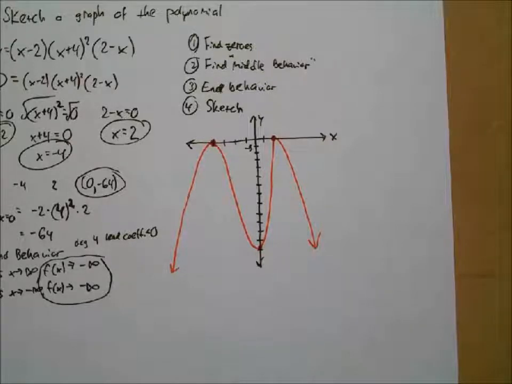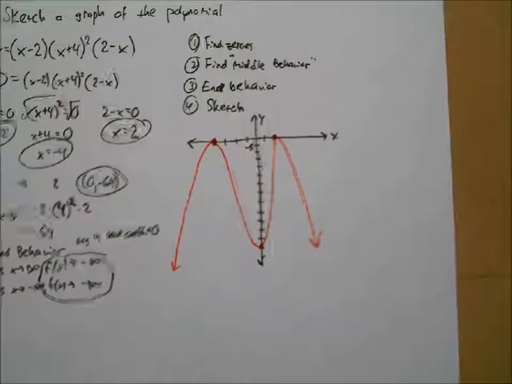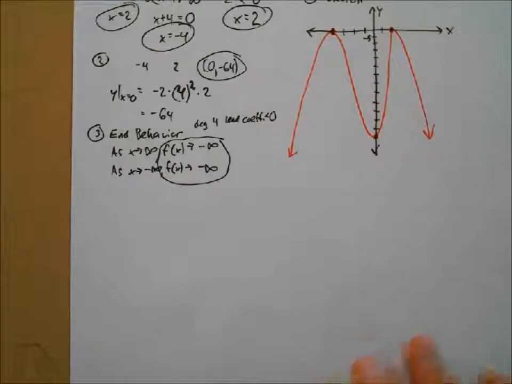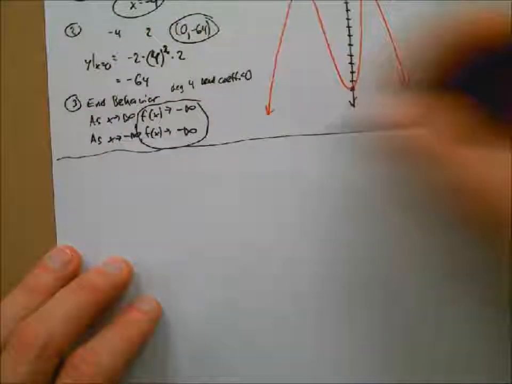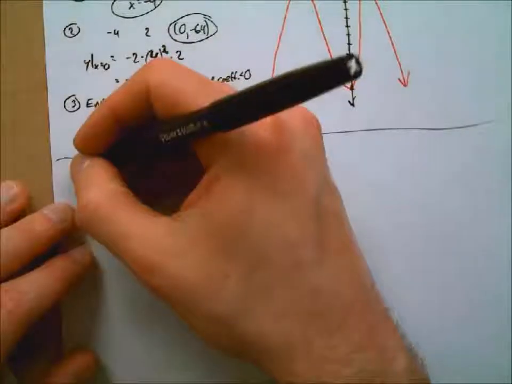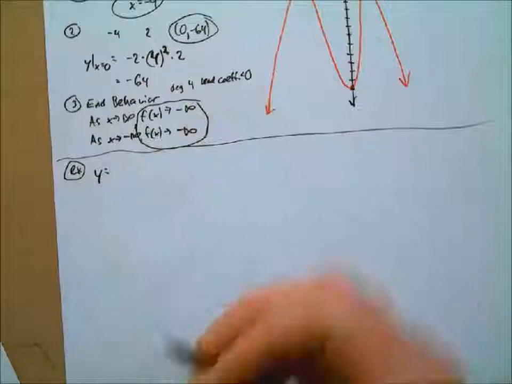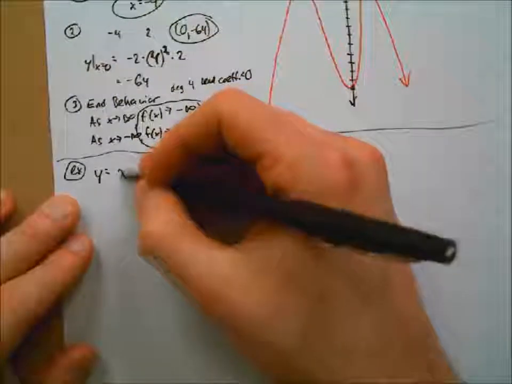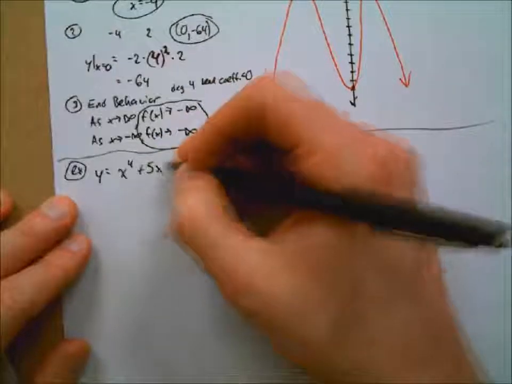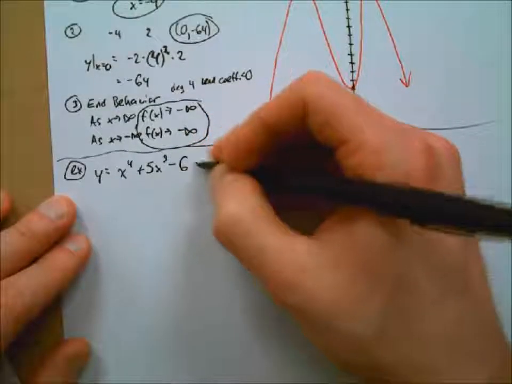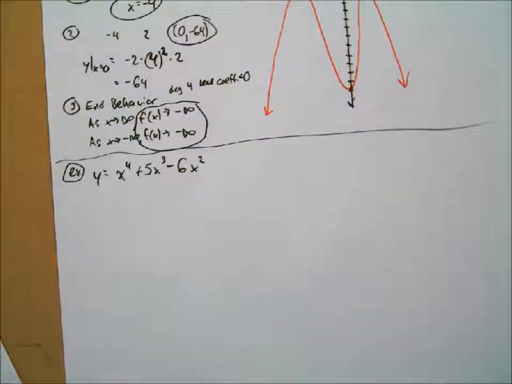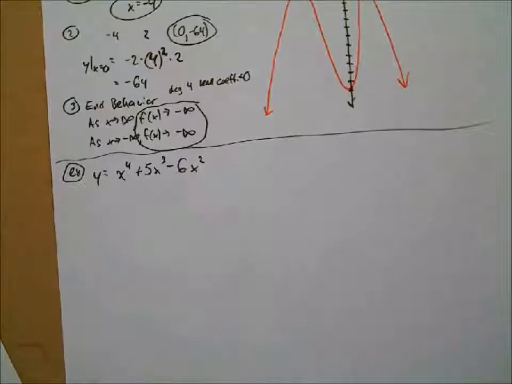We'll do one more here. Okay. Very good. All right, so let's try another one then. y equals x to the 4th plus 5x cubed minus 6x squared. Okay, that's going to be our polynomial there.